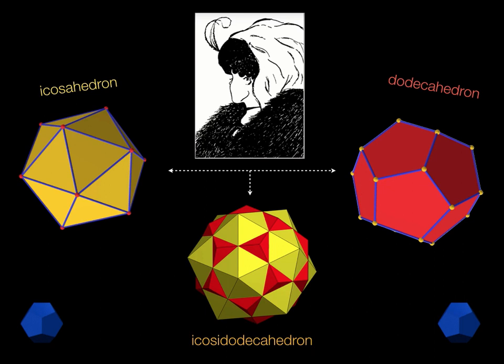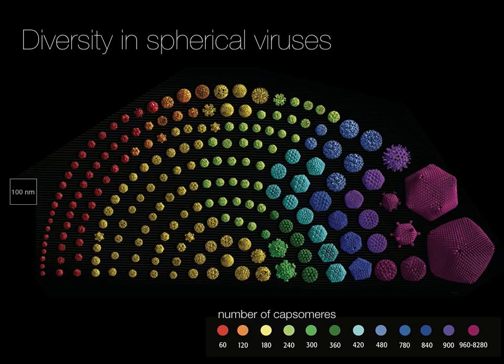But I guess what I want to point out here is that when we talk about icosahedral symmetry, we are not talking about viruses being an icosahedron. They just have icosahedral symmetry. It's not the same. So we have seen how 60 subunits can form this capsid with icosahedral symmetry.